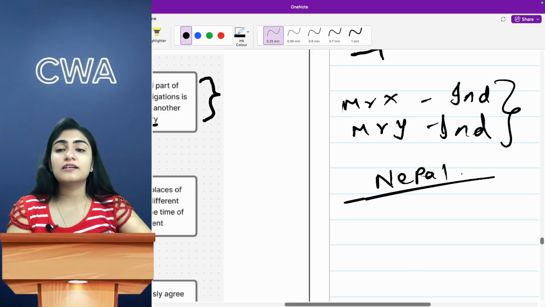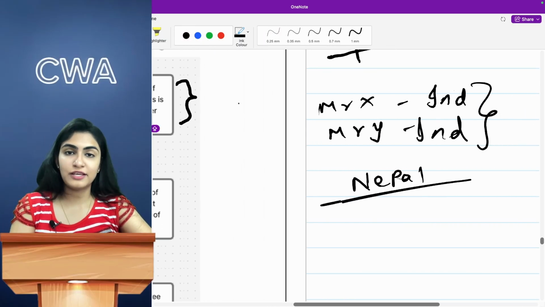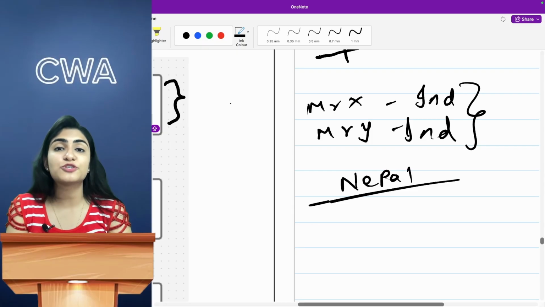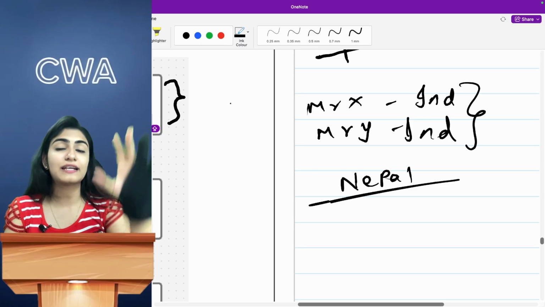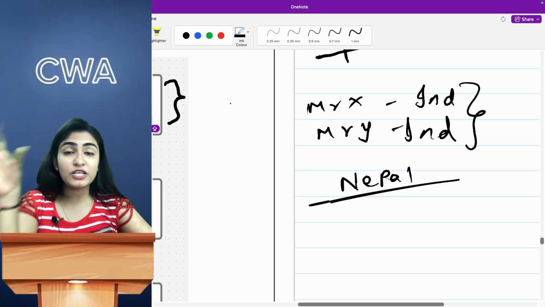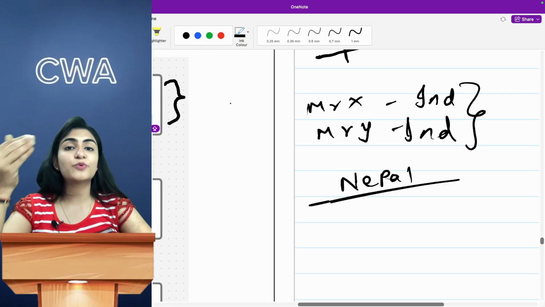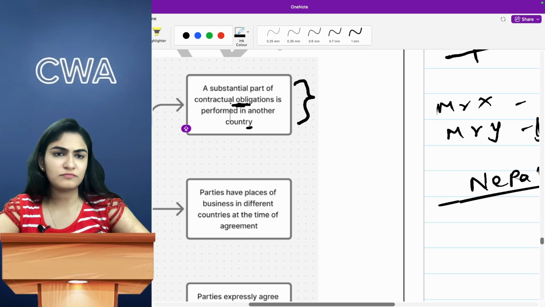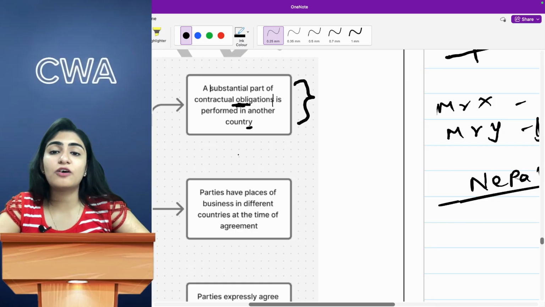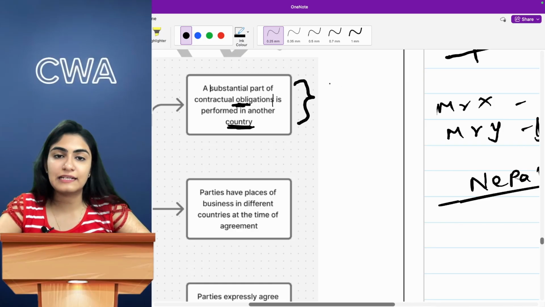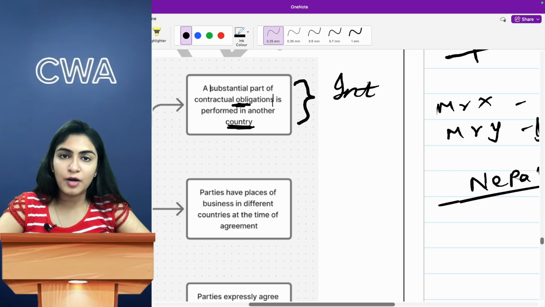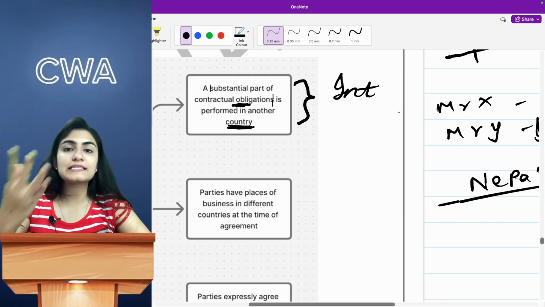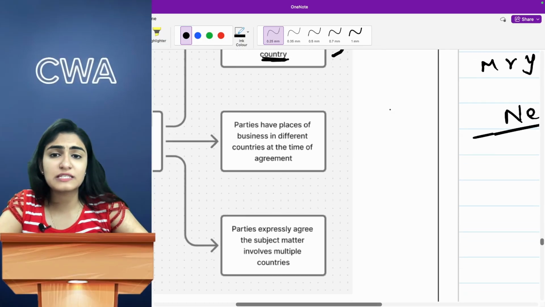In such a case, the entire contract has a main obligation, a substantial, meaning a very important part of the contract, which is building the bridge that is situated outside India, internationally. Basically, the substantial part of the contractual obligation, the bridge we are discussing, is performed in another country. In that case, it will be called international arbitration, because the substantial obligation of the contract is performed in some other country.